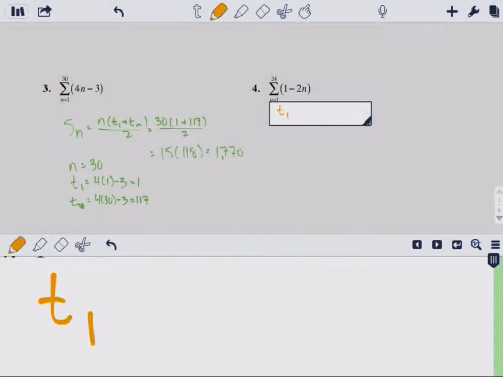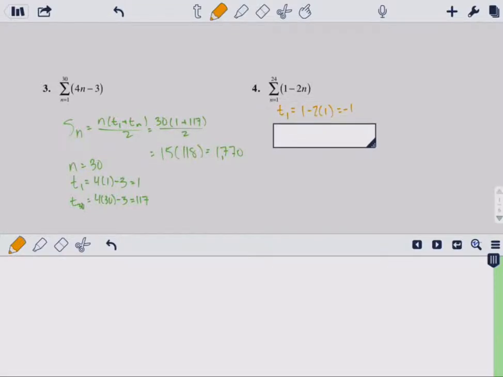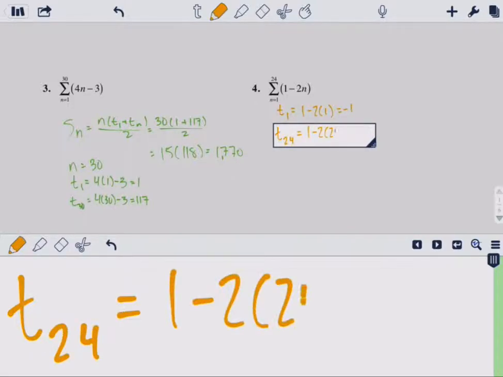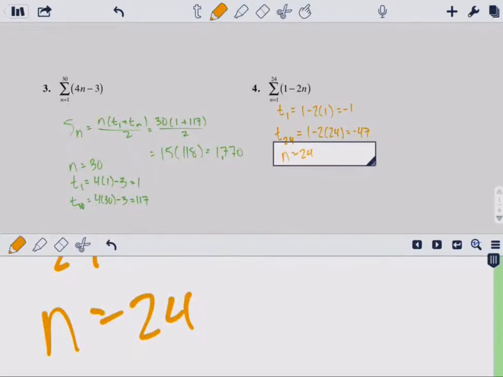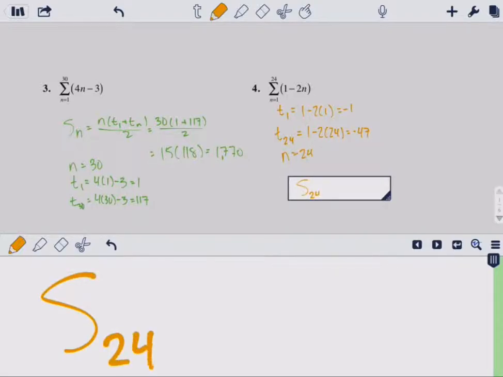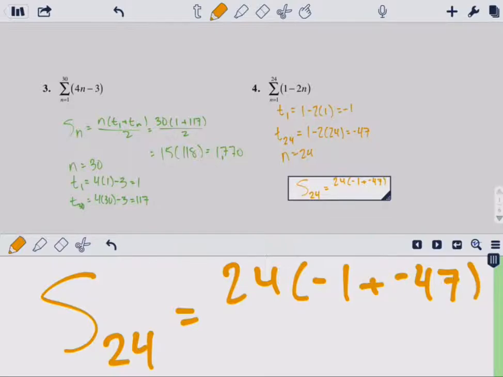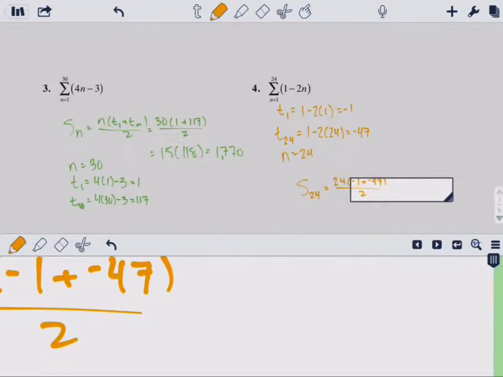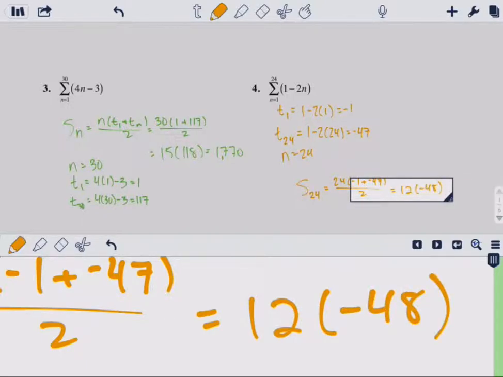Okay, do the same thing over here. And we need to know t sub 1, which is 1 minus 2 times 1, which is negative 1. We need to know t sub 24, so that's 1 minus 2 times 24, negative 47, and n is equal to 24. So S sub 24 is equal to 24 times negative 1 plus a negative 47 divided by 2. That's equal to 12 times negative 48, and 12 times negative 48 is negative 576.